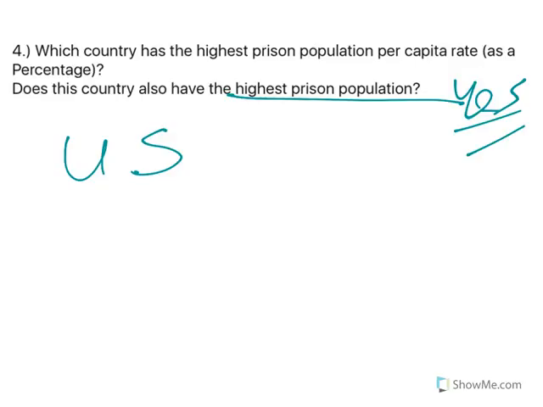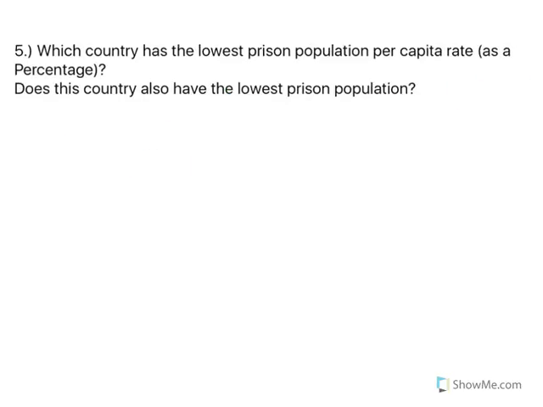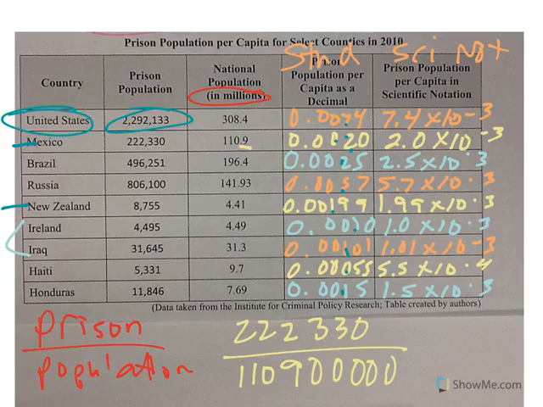That doesn't always happen, because sometimes you have to take into account how many people you're dealing with. But for this case, it does work out like that. Number 5, which country has the lowest prison population rate? And do they have the lowest prison population? Well, let me give you whiplash and go back.